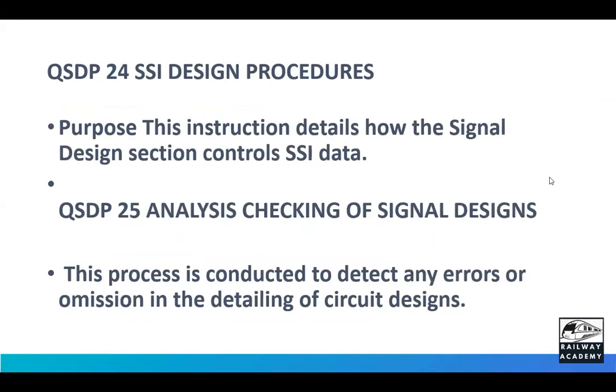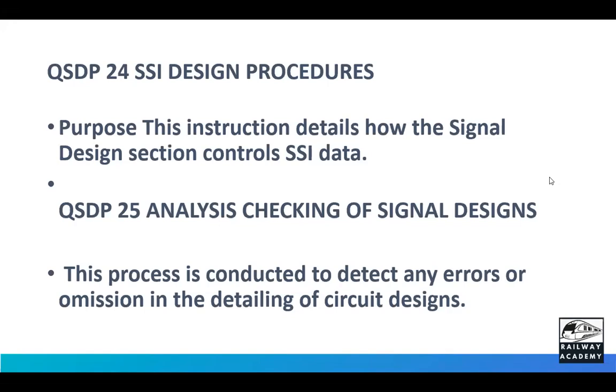QSDP 24 is specifically meant for SSI design procedure, and it details all the procedures to be followed for SSI. SSI is nothing but solid state interlocking. It is similar to your electronic interlocking. The only thing is that in SSI you have what are called trackside functional modules. And as usual, the central processing unit and those things will be there. They may also be using time division multiplexing in the communication channels in the SSI.